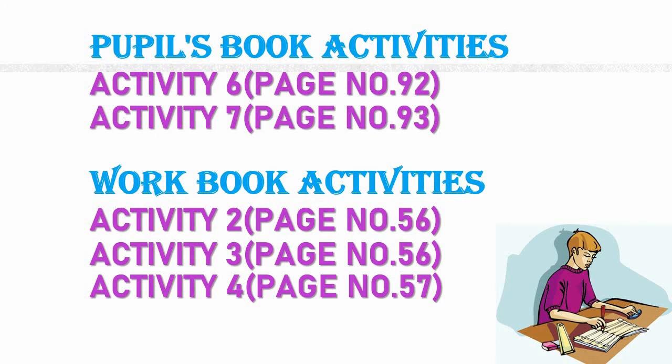So you can do activity 6 and 7 in your grammar book. After that, you have to do workbook activities also. So take out your workbook and turn to page number 56. There are 3 activities: activity 2, 3, 4, using this past continuous tense. So as you have learned this lesson, you can do these activities easily.